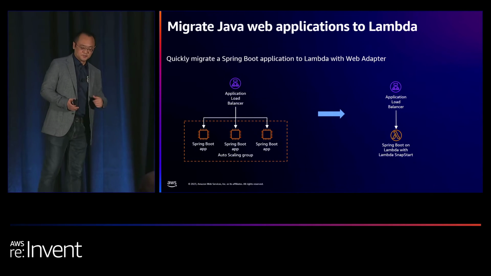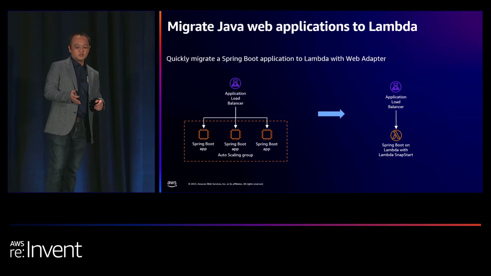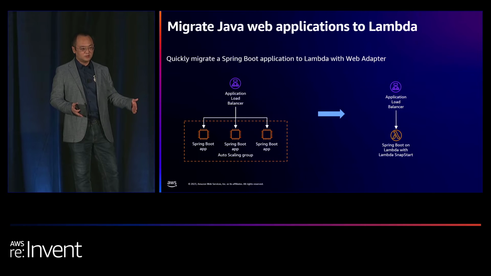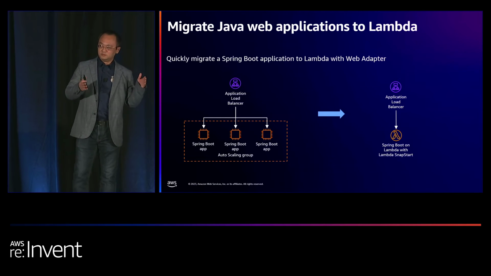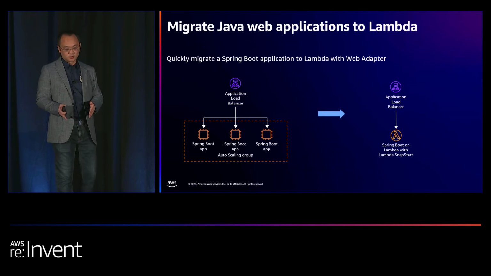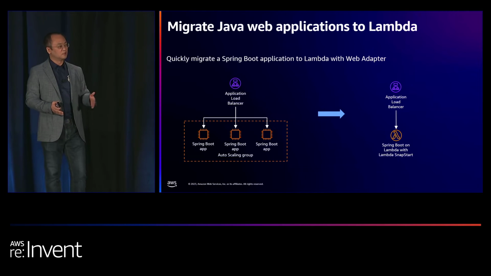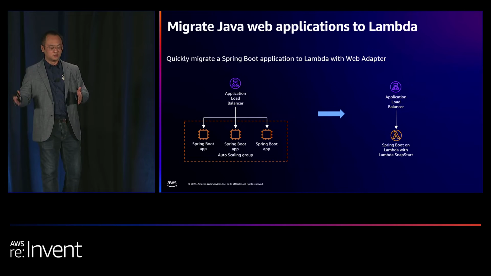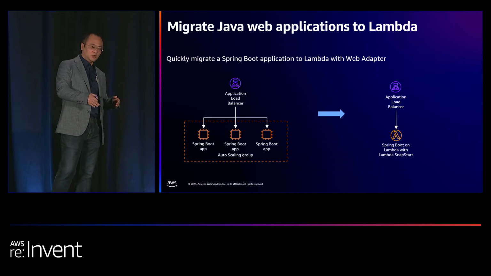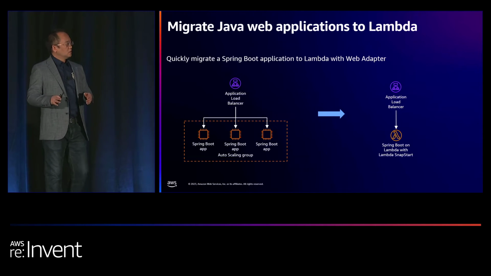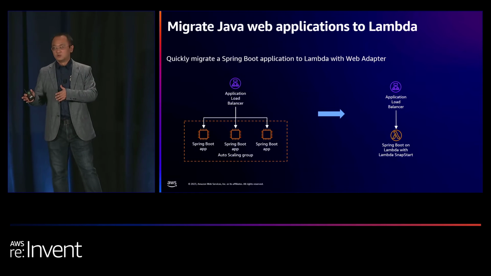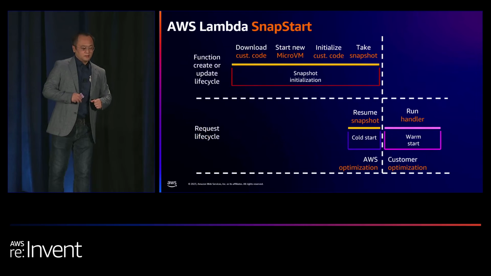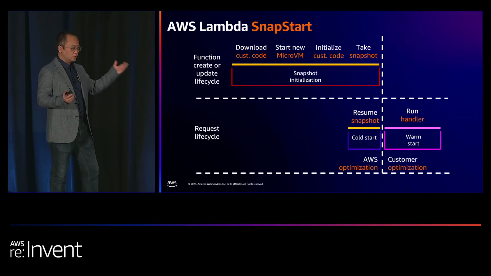And Spring Boot is known for bad cold start. But the good thing is Lambda released SnapStart for Java last re:Invent, and coupled with a web adapter, enterprise customers can package their Spring Boot application into a Docker image, put a web adapter in, enable SnapStart. They are able to run that in serverless compute without much trouble. And the cold start time is pretty good.